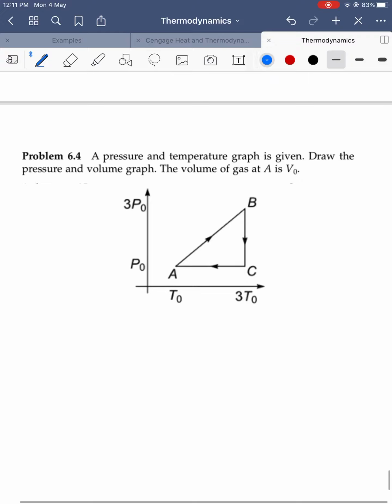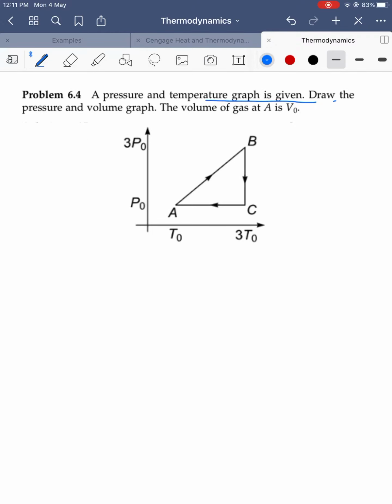Let's go to the other part. A pressure and temperature graph is given. Draw the pressure versus volume graph, where the volume of gas at A is V0. Here the volume is V0. To draw this, we are changing from one graph to another graph. In this case they might have given the PV and PT graph. It should start from the origin.